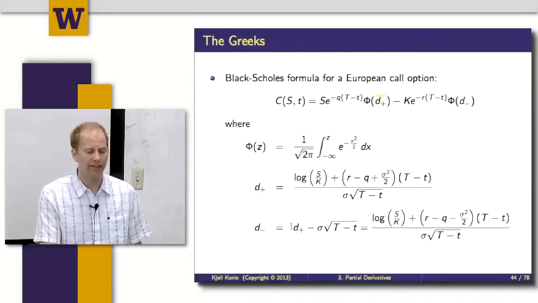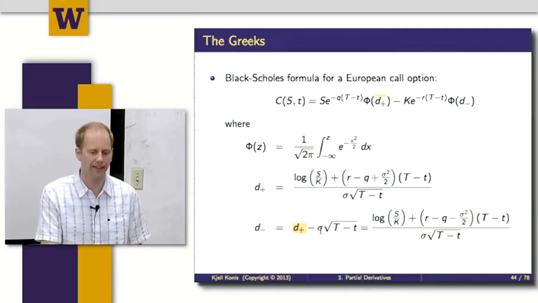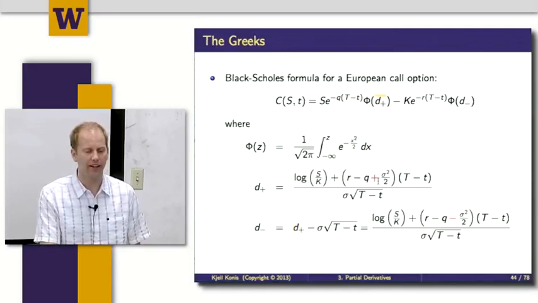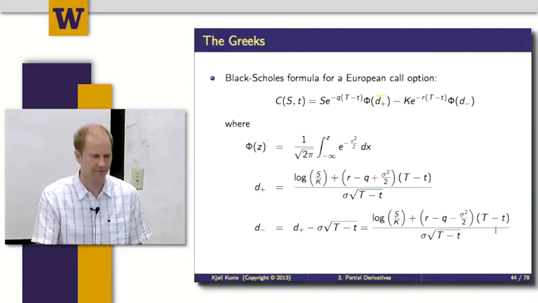And d minus is actually equal to d plus minus sigma times the square root of capital T minus little t. And all that changes is that this plus sign here becomes a minus sign in d minus. So the plus and minus subscript on the d here just refers to whether this should be a plus operation or a minus operation. Okay.